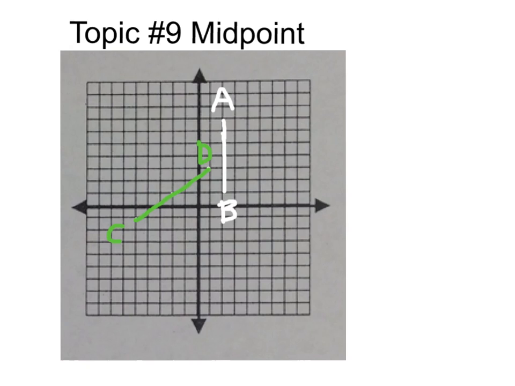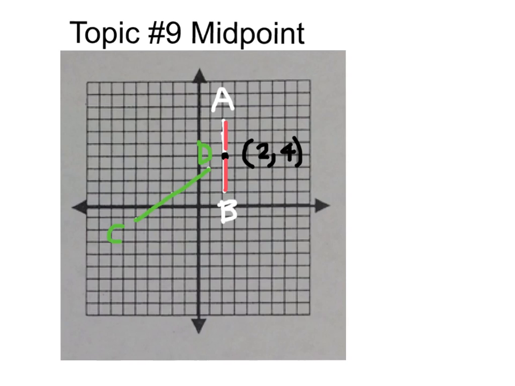Alright, topic number 9 is on midpoints. To find the midpoint of a line segment, you're trying to find the point that is exactly halfway between both ends. So the midpoint for this white segment, AB, would have to be the point 2, 4, because it breaks the line segment into two pieces, each of them having a length of 3.